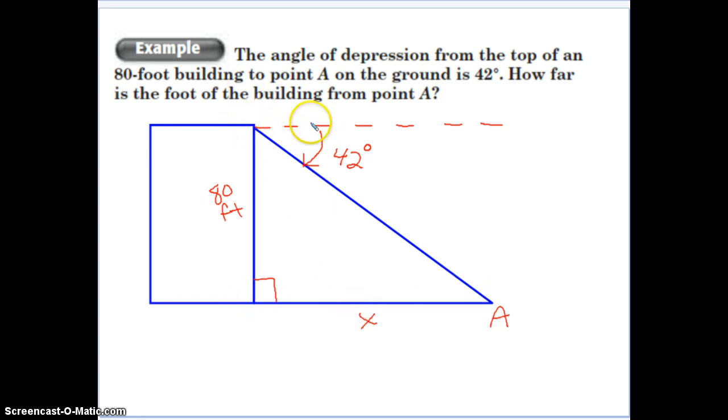This horizontal and vertical line make a right angle. So 90 minus 42 gives me 48. So this angle is 48 degrees. Using the 48 degrees, the x here is the opposite leg, and the 80 is adjacent. Opposite and adjacent again tells me to use tangent. So the tangent of 48 degrees is equal to x over 80. Multiplying each side by 80 gives me 80 tangent of 48 degrees equals x.